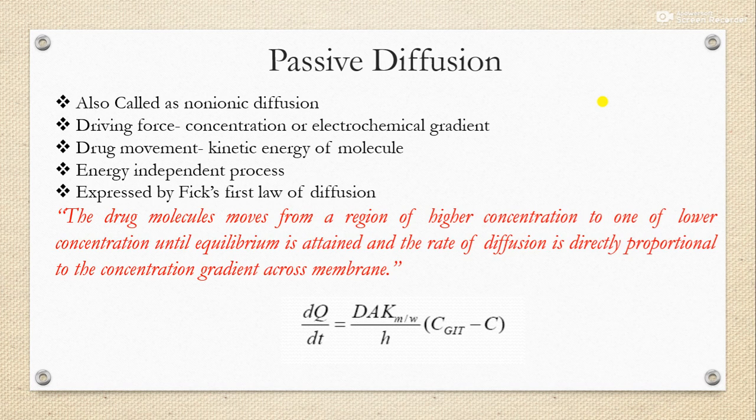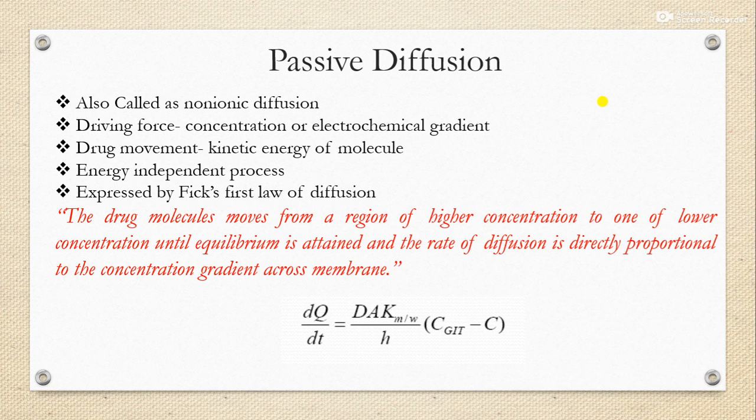So the first transport mechanism which plays a very crucial role for absorption of drugs is called passive diffusion. It's also called non-ionic diffusion, and the driving force for this process is concentration or electrochemical gradient.